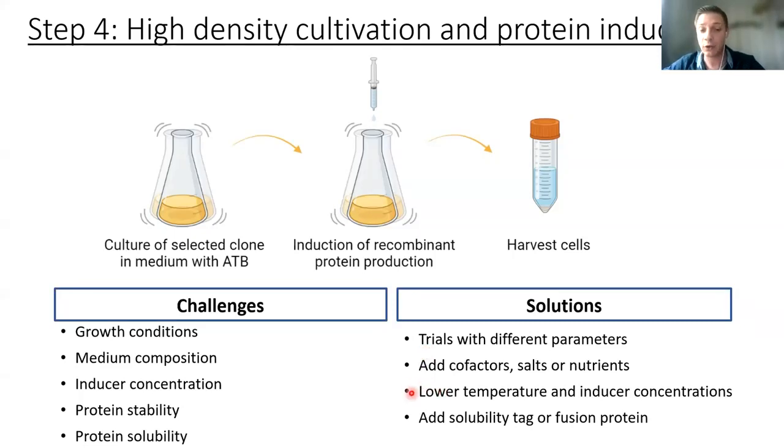It has been shown that lower temperature and lower inducer concentrations are good to improve the protein expression, because it forces the host to produce the protein at a slower rate, and then makes sure that there's no mistake in a proper folding. Finally, you could also add what we call a solubility tag, or a fusion protein that is really soluble, and that will also enhance the protein solubility and be easier for you to purify it.